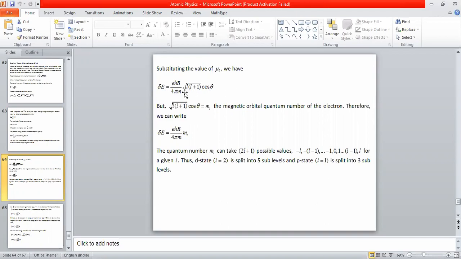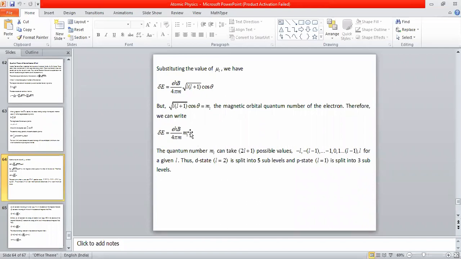So mu L is given by EH divided by 4 pi m into square root of L into L plus 1, where small l is the orbital quantum number. Now square root of L into L plus 1 into cos theta is nothing but the magnetic orbital quantum number. So instead of writing square root of L into L plus 1 cos theta, I can directly write the magnetic orbital quantum number. Therefore delta E is equal to EHB divided by 4 pi m into ml, where ml is the magnetic orbital quantum number.